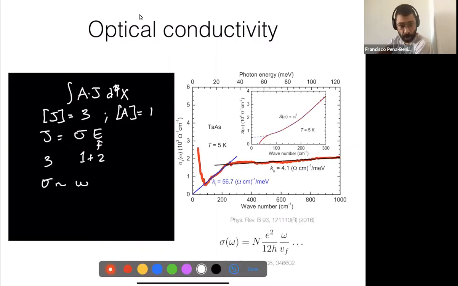And here I show some experimental data for tantalum arsenide, where we precisely notice that linear behavior. First, we have a Drude peak for small enough frequency, which is not the regime I'm discussing here. And then we notice an intermediate region in which the optical conductivity is perfectly fit by a linear fit, okay? At this point, I will make comments on this other region more or less at the end of the talk. But the point I wanted to emphasize is that we see this linear behavior, which is some sort of support for not having any relevant mass scale in the system.